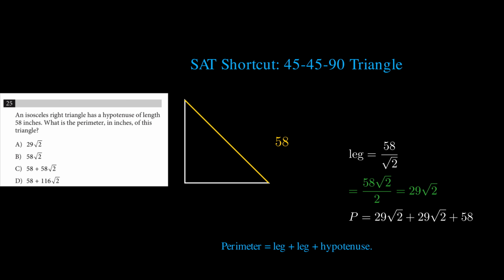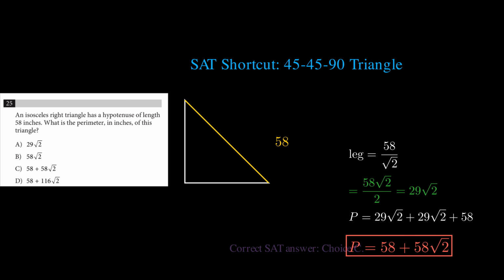That becomes 29 root 2 plus 29 root 2 plus 58. The 2 radical terms combine. 29 root 2 plus 29 root 2 equals 58 root 2. So the perimeter becomes 58 plus 58 root 2. So the perimeter of the triangle is 58 plus 58 square root 2. And that matches choice C.